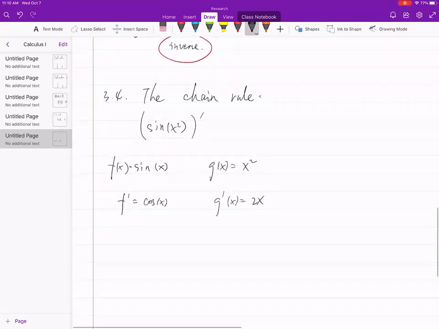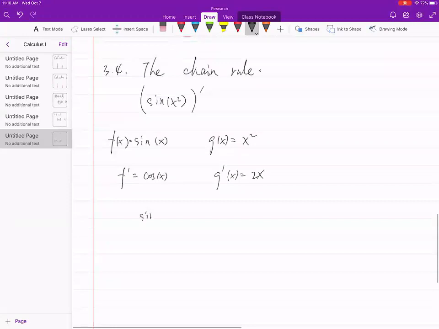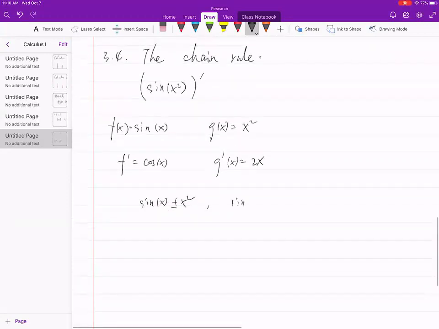Now, what do we know so far? We know if it's f plus g, pretty easy. If it's f minus g, pretty easy. If it's sine x times x square, it's the product rule. If it's sine x over x square, it's the quotient rule. Good so far?